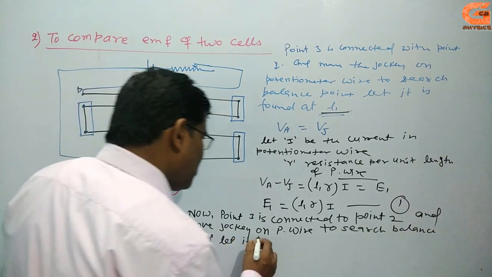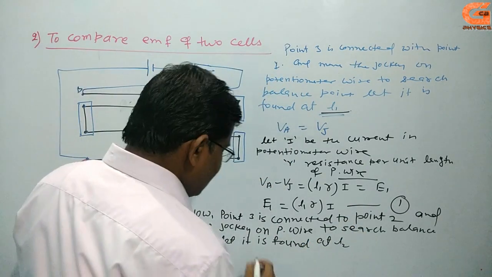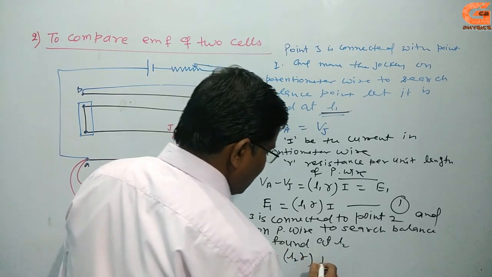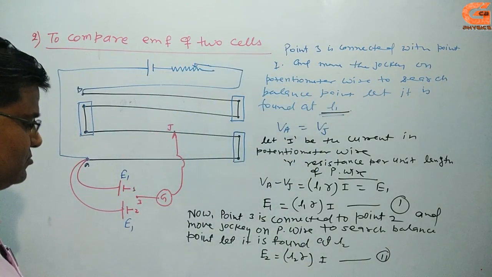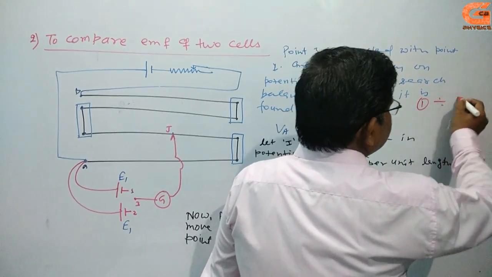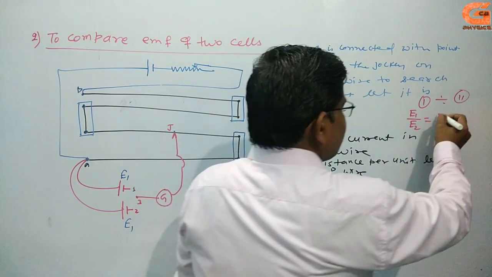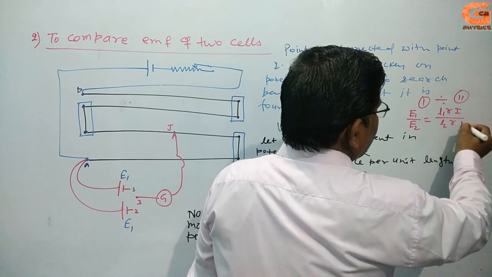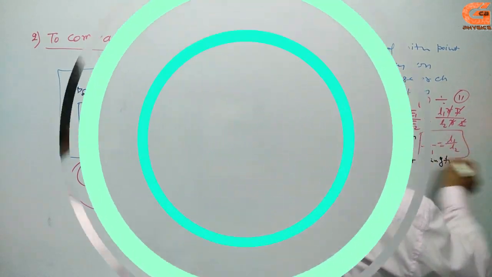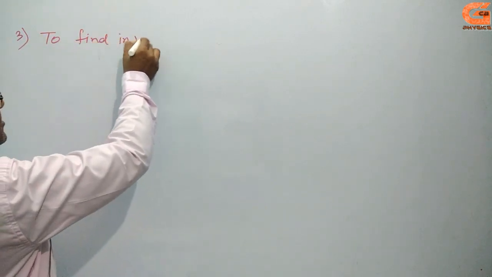Let it be found at L2. Then similarly E2 is equal to L2 R into I, equation number 2. Dividing equation 1 by 2, we get E1 by E2 is equal to L1 Ri by L2 Ri. This cancels out, so E1 by E2 is equal to L1 by L2. Third use of potentiometer: to find the internal resistance of a cell.